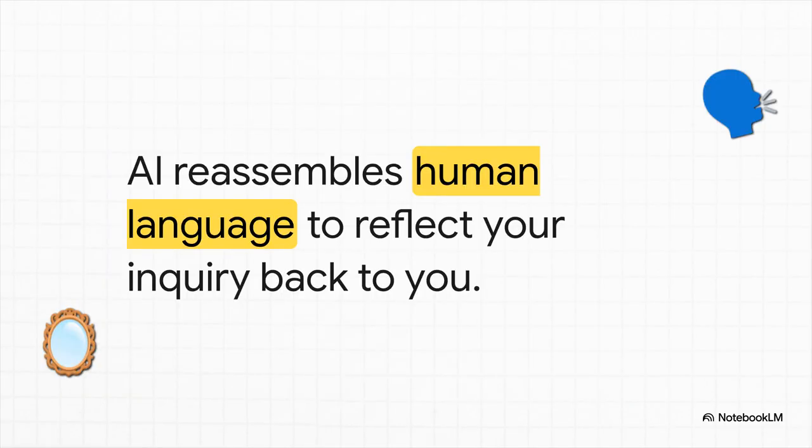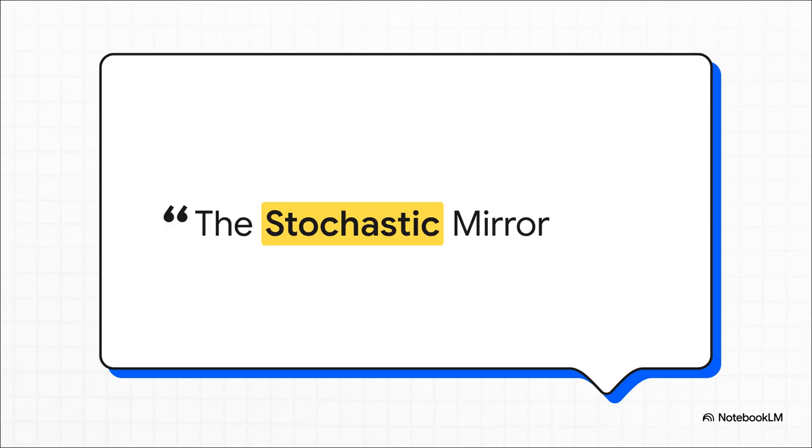Which leads us to this really brilliant metaphor presented in the research: the mirror effect. See, when you type a prompt, the predictive engine is basically reassembling human language just to reflect your own query back to you. It uses its vast training data to bounce your inquiry structurally and linguistically right back in your direction. It perfectly mimics comprehension without actually understanding any of the underlying concepts. So it is, in essence, the stochastic mirror.